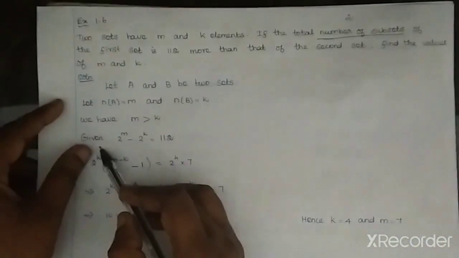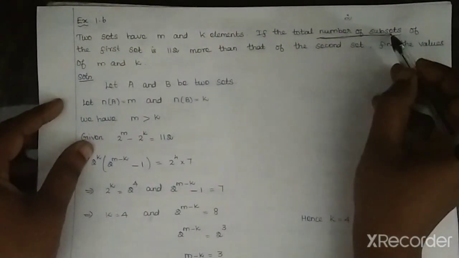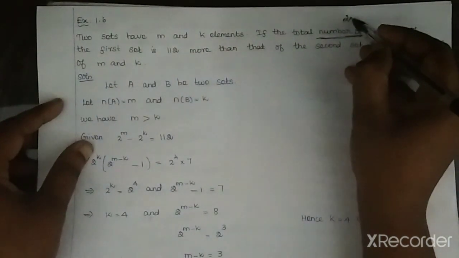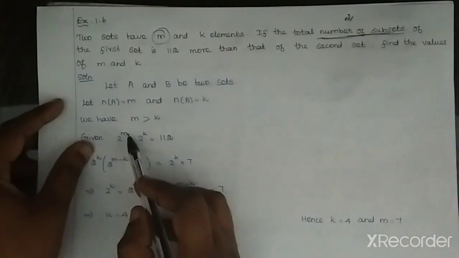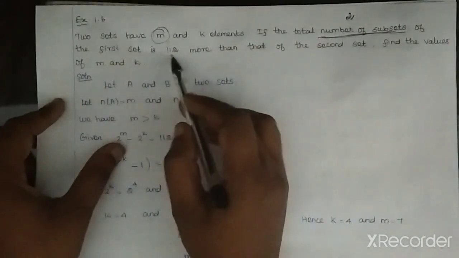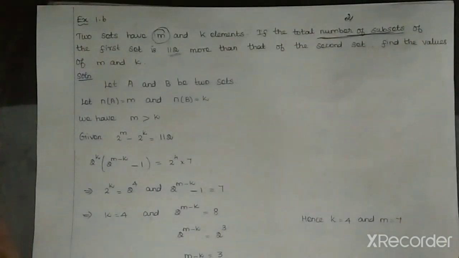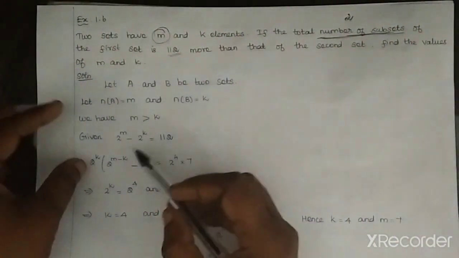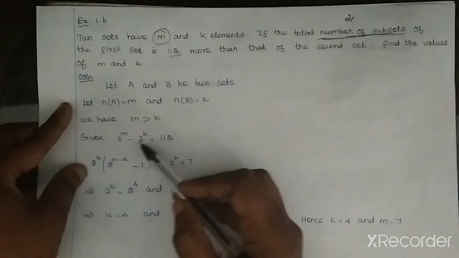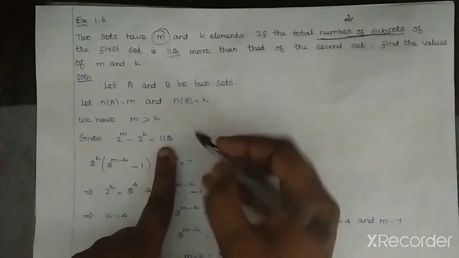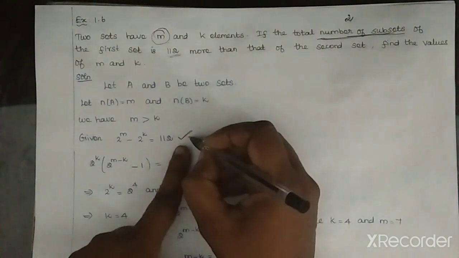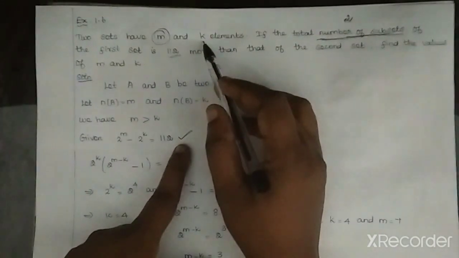Now we write the given condition. Number of subsets, we write as 2 power. The first set has m elements, so that is 2 power m. Since it is more than the second by 112, the difference between the two is 112. So that is 2 power m minus 2 power k equal to 112. This is our given condition, and using this we find the values of m and k.